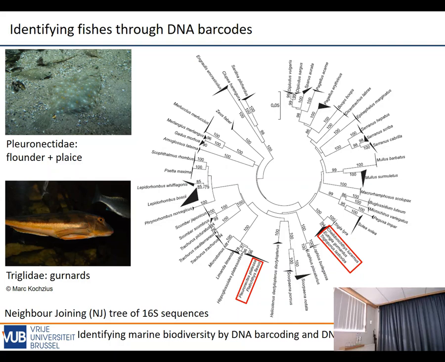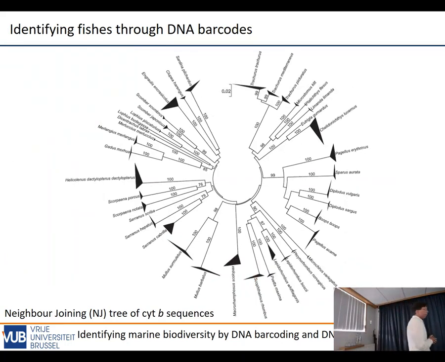flounder and plaice. They're so closely related, 16S cannot differentiate them, so they came together here in one branch of the tree. And then we also have the gonads, Trigelidae, three different species, even from three different genera, they all cluster here together. So for very closely related species, 16S is not working, but for all other, it worked very nicely. Then we did the same for cytochrome B, and here it was possible to differentiate all species.